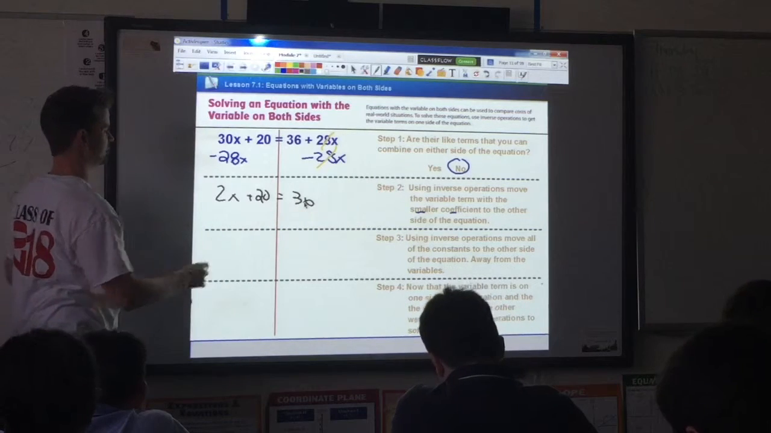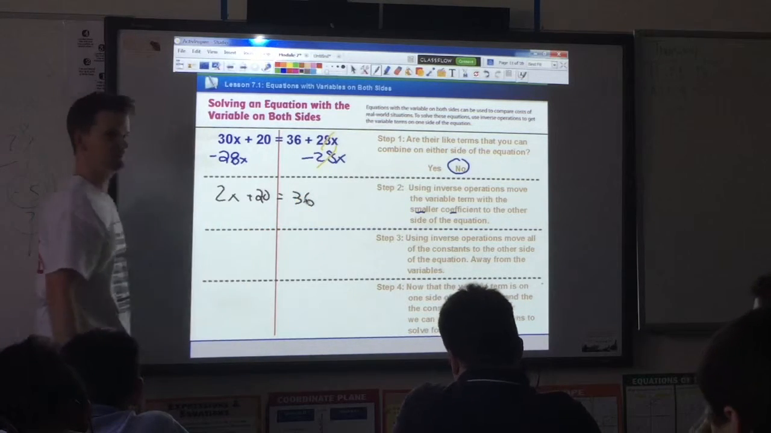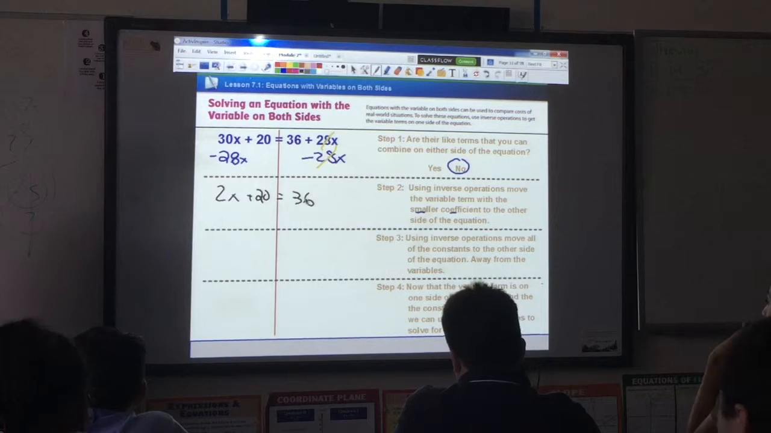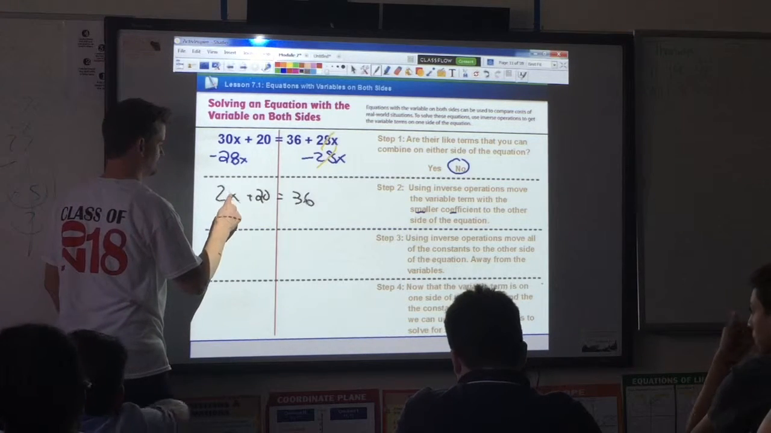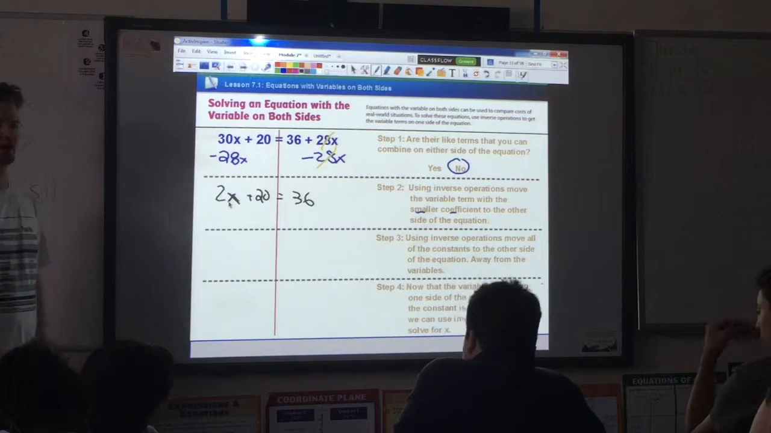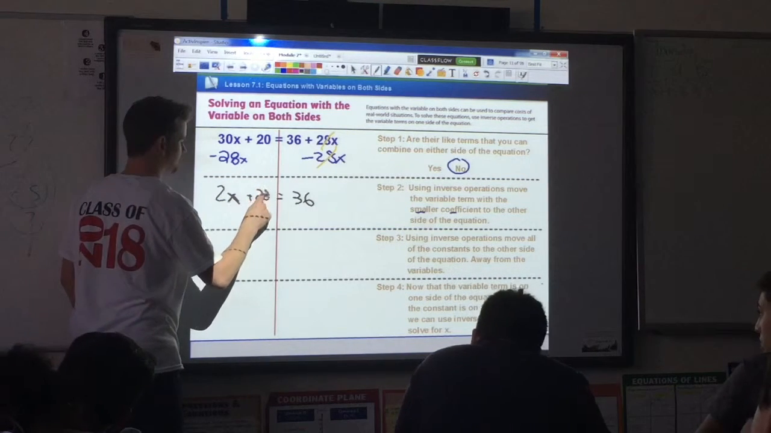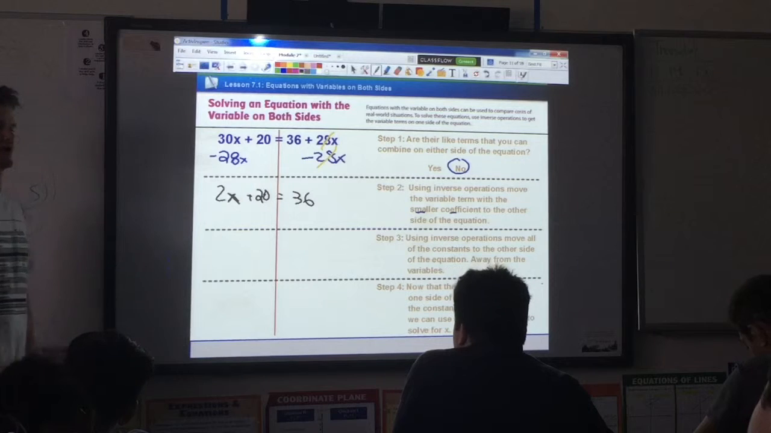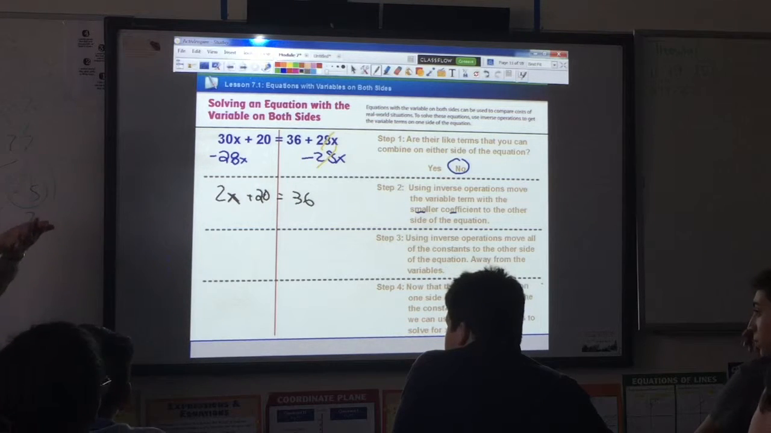Do I have all of my variable terms together? Yes or no? Yes, I do. I have now just one variable term. I have a 2x. And this just turns into a two-step equation now. So we go back to what we learned a second ago. Sad math. I must undo the addition first.